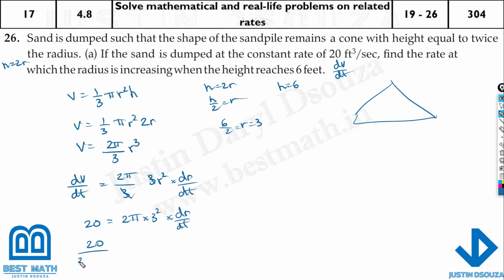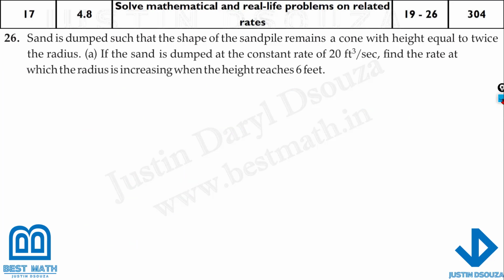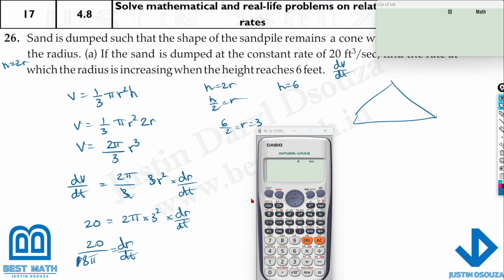It will be 20 divided by 3 squared, which is 9. 9 times 2 is 18, so it will be 18 pi. That is equal to the rate of change of radius with respect to time. Just put that in the calculator and you will get the answer. Here we have 20 divided by 18 pi, so the rate of change of radius is 0.35.